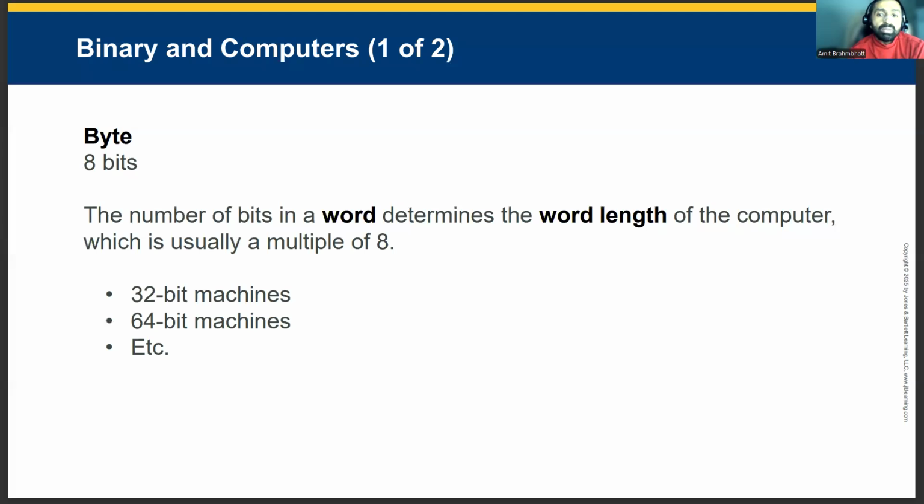The number of bits in a word, called the word length, determines how much data the processor can handle at once. Common systems include 32-bit and 64-bit architectures. Word length affects performance, memory addressing, and the size of numbers that can be processed efficiently.